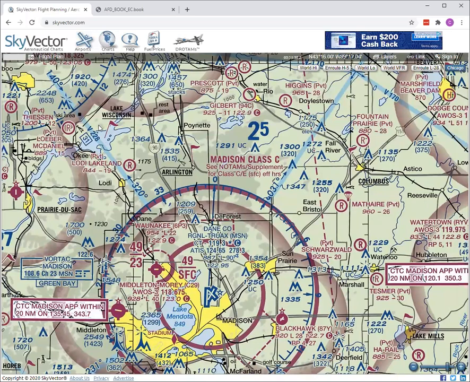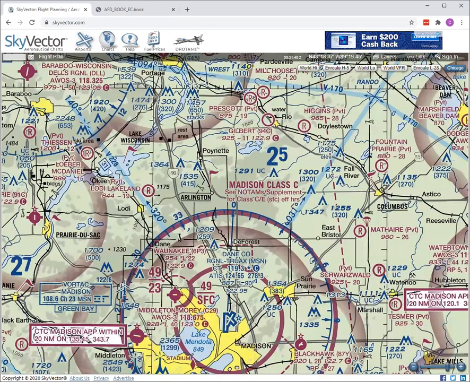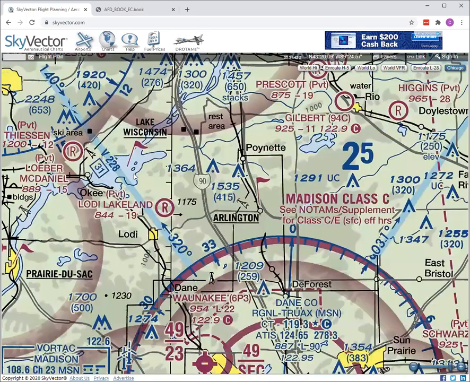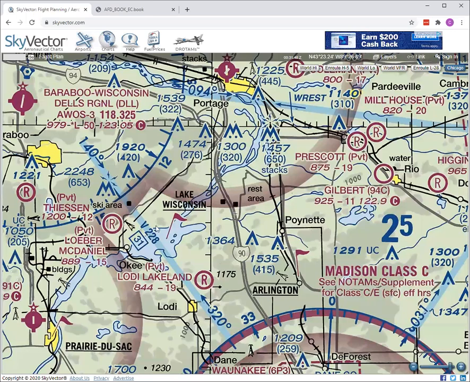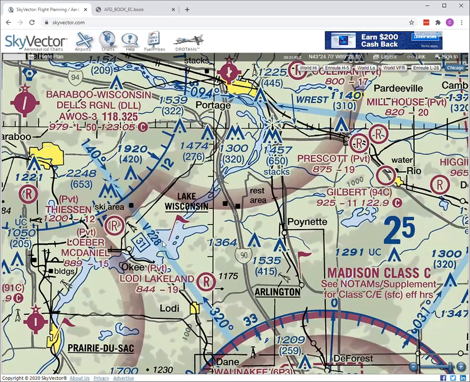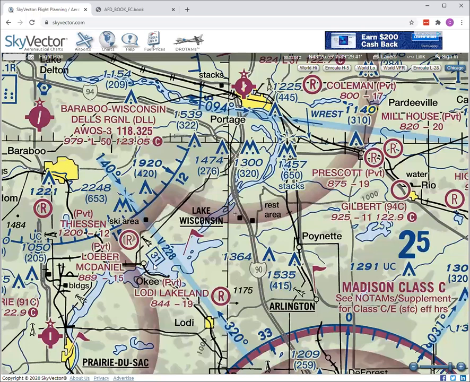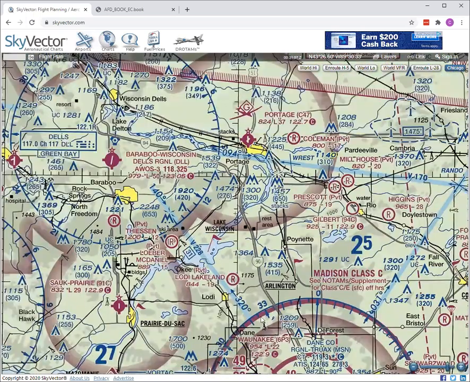And these are what are used for the Victor Airways. So Victor Airways going out here. So we have the 320 radial going out of the VOR. And this is Victor Airway V228. And we can see that this is 31 nautical miles between this VOR and this VOR, which is the Dells VOR.